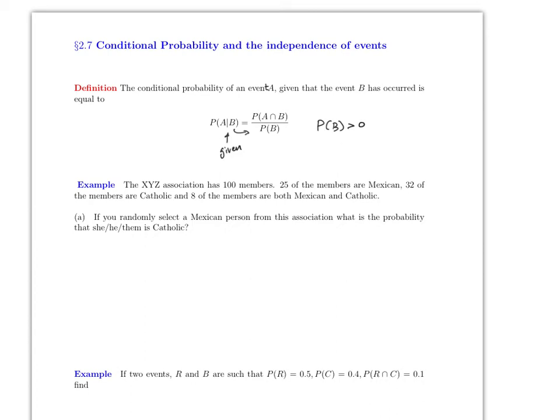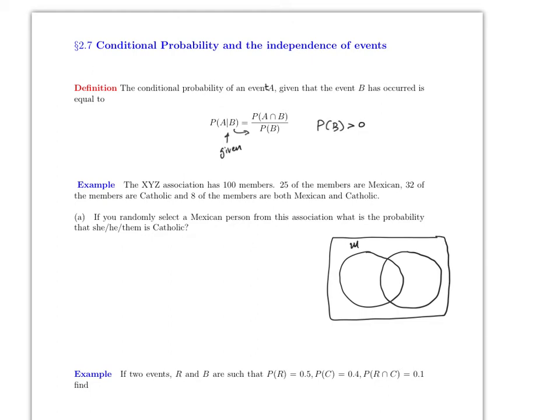Okay? All right, let's look at an example here. The XYZ association has 100 members. 25 of those members are Mexican, 32 are Catholic, and 8 are both. Like I said before, you don't have to draw Venn diagrams, but they will make life pretty easy for you. You will see. So here you have Mexican and Catholic, and both is 8, and you have 25 that are Mexican, so therefore this has to be 17, and the other one is 24. And therefore outside you have 51.